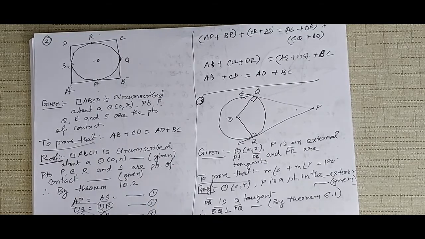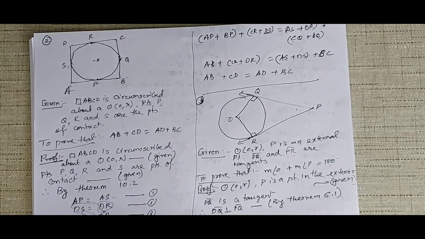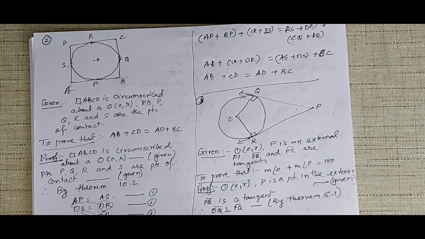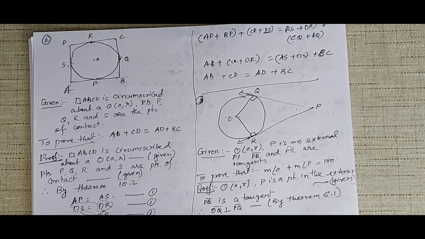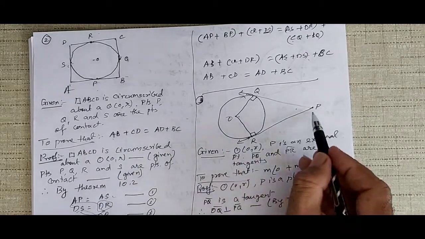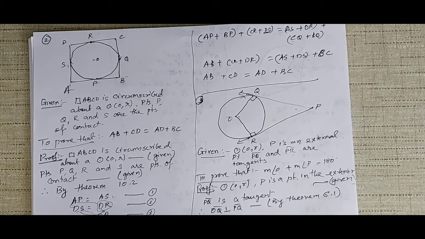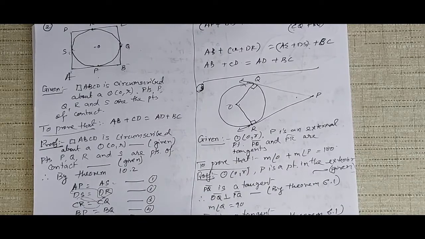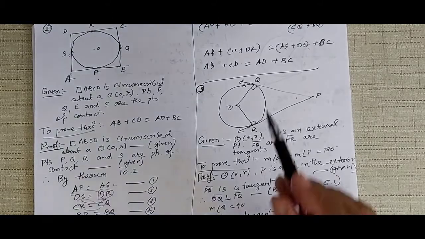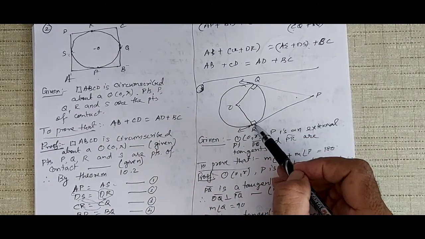Right. Similarly, you can say that PR is a tangent and R is the point of contact. So therefore, you can say that OR is perpendicular to PR, again by theorem 6.1. And therefore, you can say that measure of angle R is also 90 degrees. Alright, so angle Q is 90 degrees, angle R is also 90 degrees.